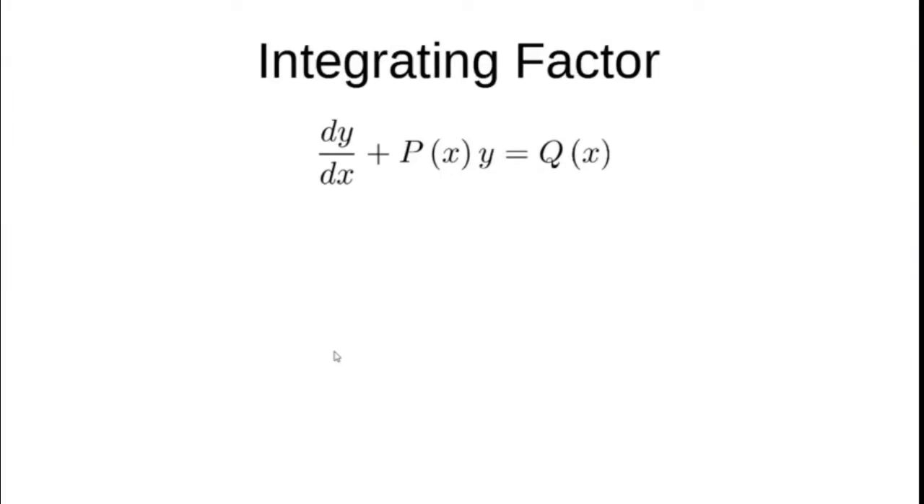So, integrating factors. We start off with an equation of the form dy by dx plus p of x times y equals q of x. This is the most general form of a first order, so that means only dy by dx, there's no d2y by dx squared or anything higher. Linear, which means that there's only multiples of y and dy by dx, there's no y squared or any functions of y. Any first order linear differential equation can be rearranged into this form.